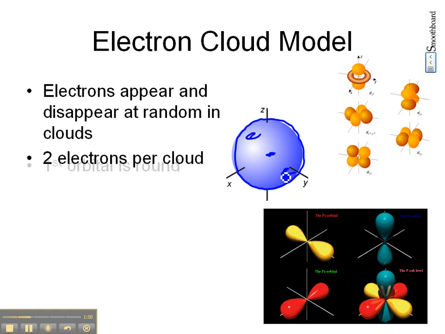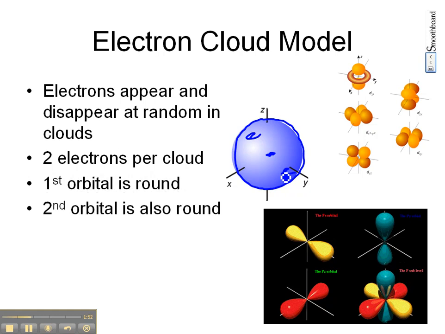If I stick another electron in, now we have a helium atom right there, because that's going to have two electrons in it. So then you have a second orbital. The second orbital is actually also going to be round as well. Now if I stick a third electron in there, then we have lithium.